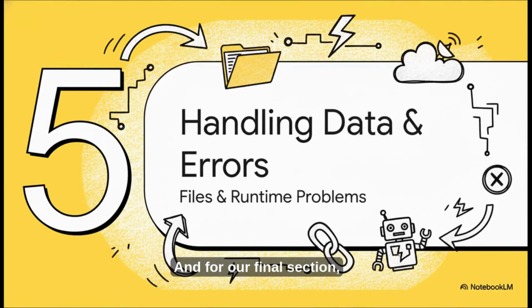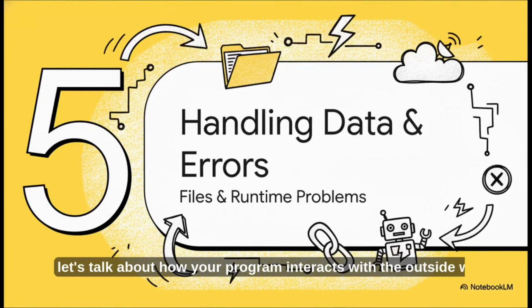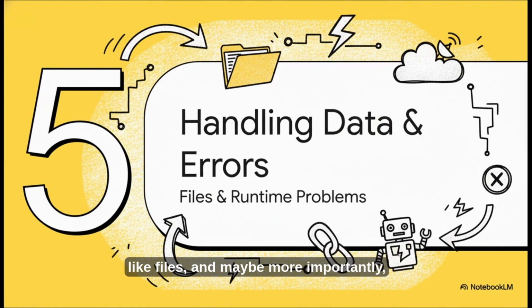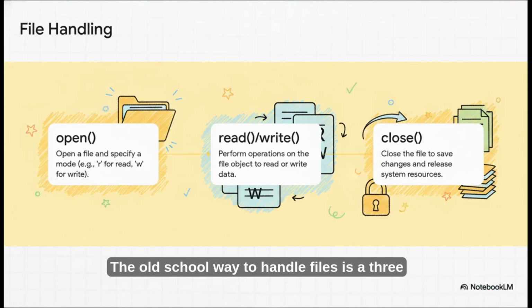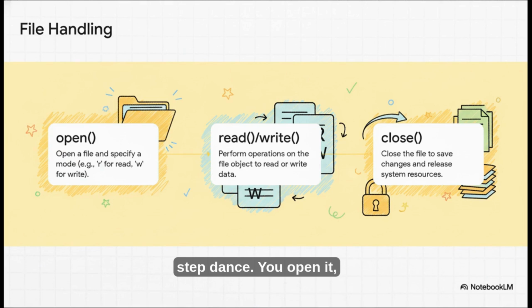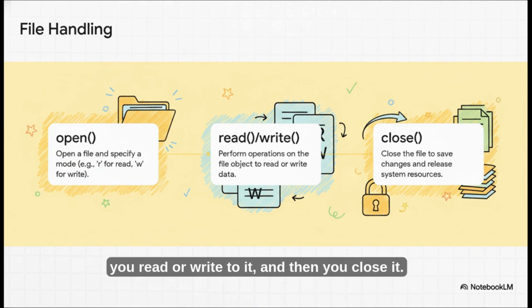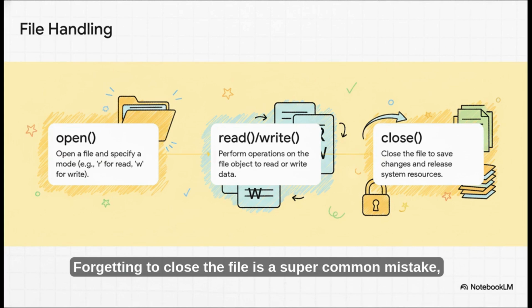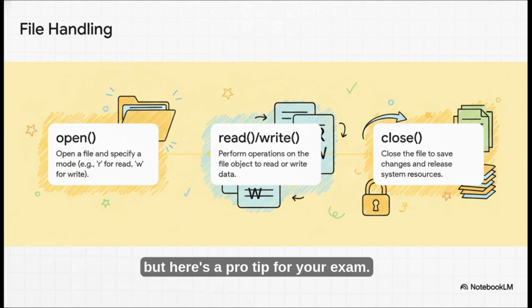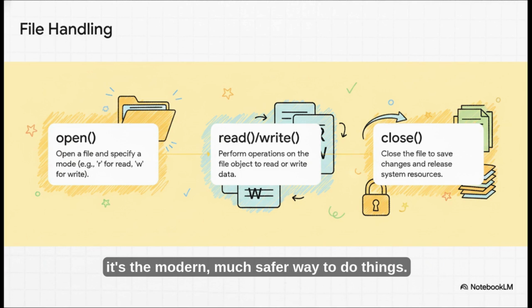And for our final section, let's talk about how your program interacts with the outside world, like files, and maybe more importantly, what to do when things inevitably go wrong. The old-school way to handle files is a three-step dance. You open it, you read or write to it, and then you close it. Forgetting to close the file is a super common mistake. But here's a pro tip for your exam. Mention the with statement. If you use with open, Python automatically closes the file for you, even if there's an error. It's the modern, much safer way to do things.